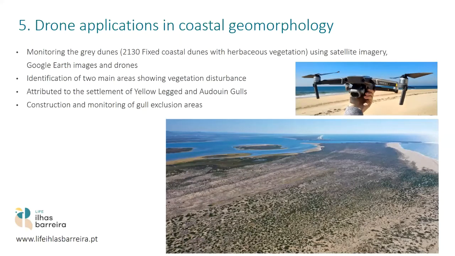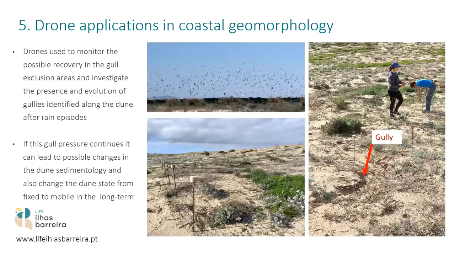We don't have all the results yet. And this may not seem related to geomorphology, but in fact it is, because if this gull pressure continues, it may lead to possible changes in the dune sedimentology, because if the vegetation disappears, the sediment would be free, let's say, to be transported by the winds. And this could change the dune state from fixed to mobile in the very long term.